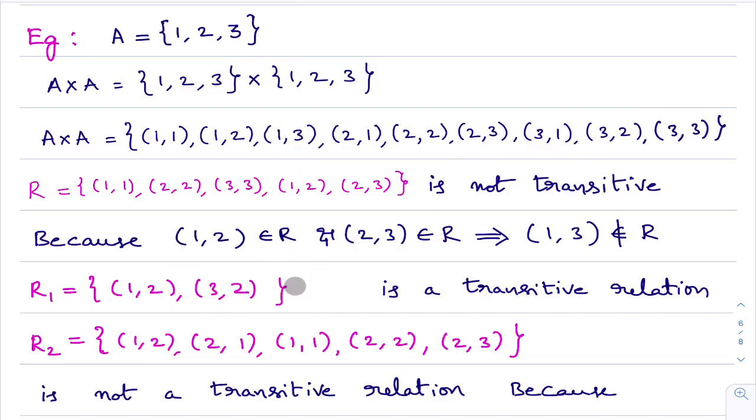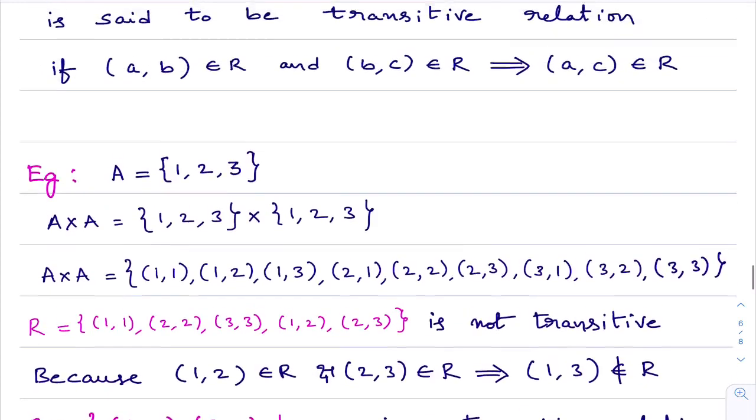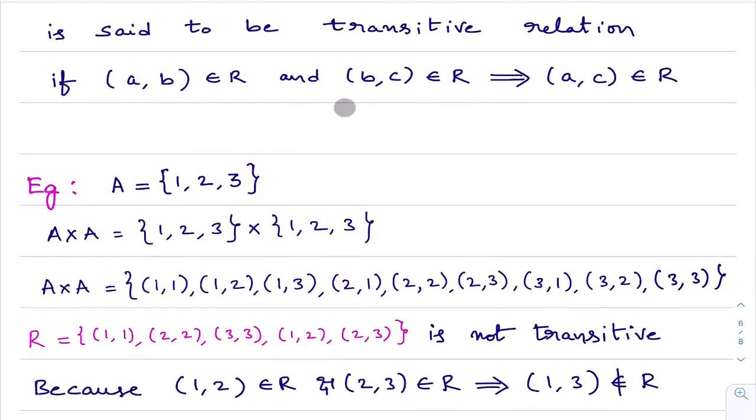Now you need to check the transitive relation. How to check it? What is the definition of a transitive relation? If you are able to identify A comma B and B comma C in the given relation, then we will check for A comma C. If A comma C is there in the relation, then we say it is a transitive relation. If A comma C is not in the relation, we say it is not a transitive relation.